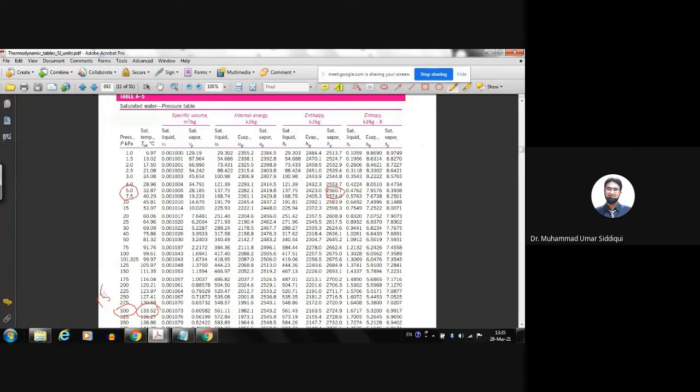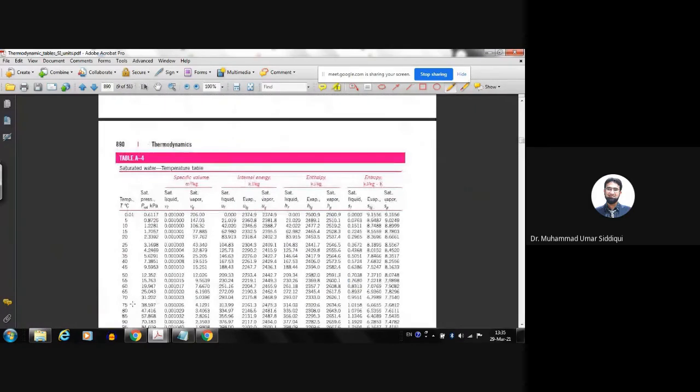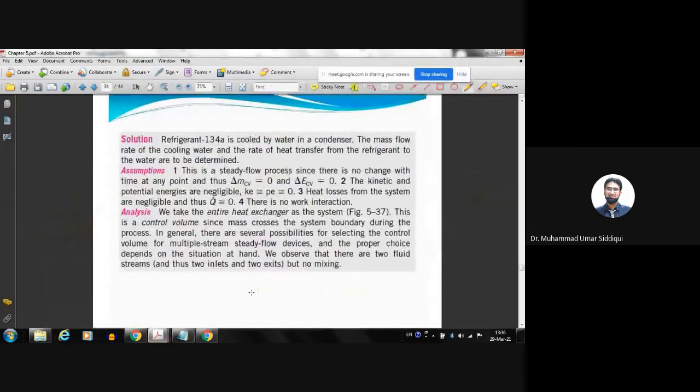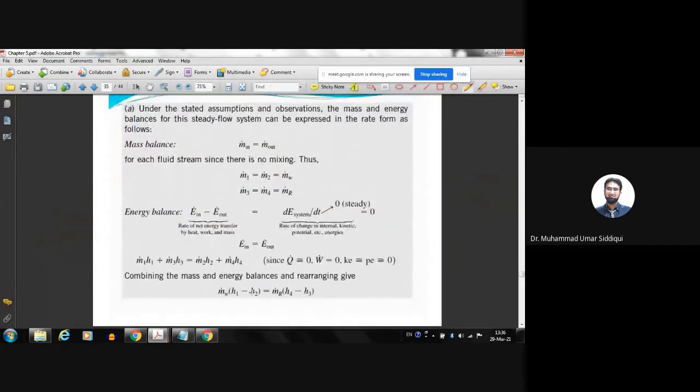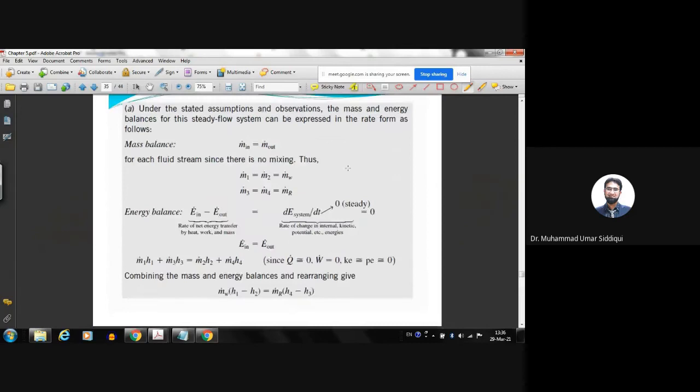But we can use the approximation, just ignore the pressure. We will go into the temperature table at 15 degrees and get the enthalpy h_f. So this will be the h_f, and it will be 62.982. You can check. Yes, enthalpy h1 is 62.982. Similarly, you can find all other enthalpies.